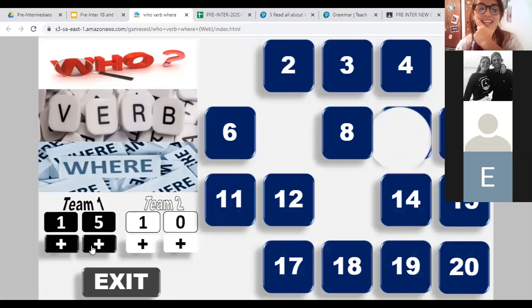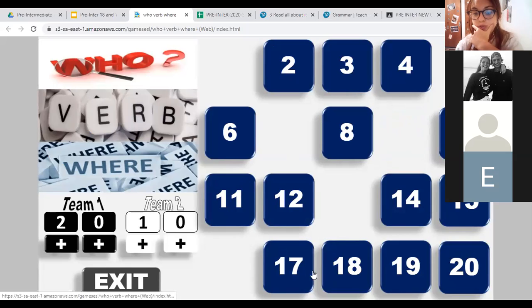Well, les voy a dar 5 puntos. Bueno, sería 20. Igual van ganando. No se atolondren. Ok, boys. The last one. Si hay empate, vamos a una ronda express.